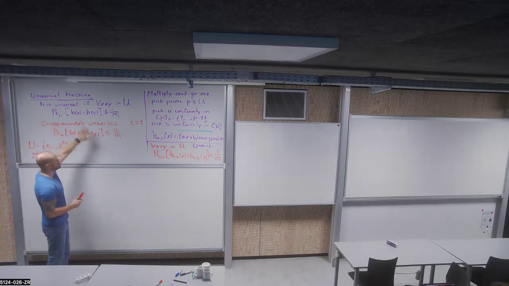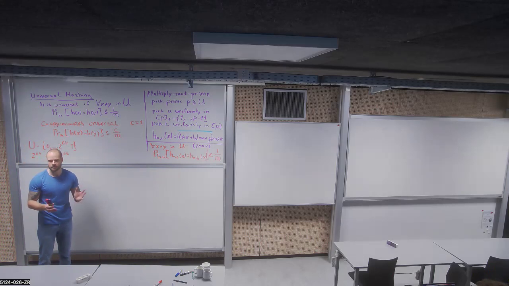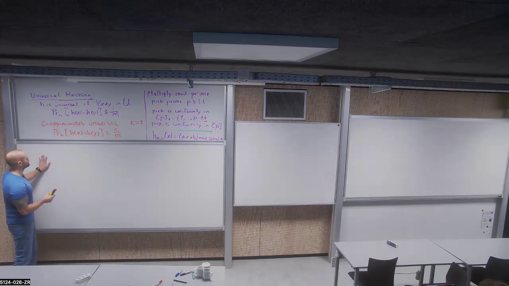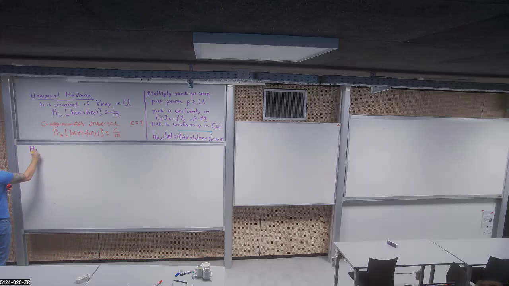It's going to be two-approximate universal. We're going to have a little bit weaker guarantees. So, let's have a look here. We're going to call it multiply-shift.